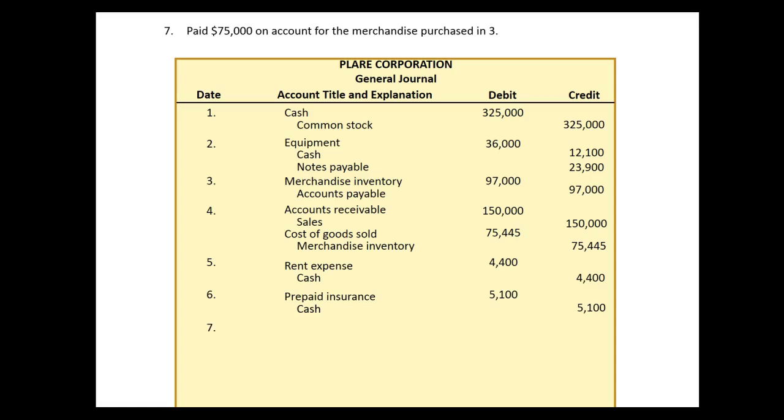Next, we paid $75,000 on account for the merchandise purchased in number 3. So we purchased this merchandise on account, which means we had a liability. We're going to debit our accounts payable. Why? Because think about it. A liability has a normal credit balance. When we decrease that liability, we debit that liability, in this case for $75,000. We reduced our liability by using cash.